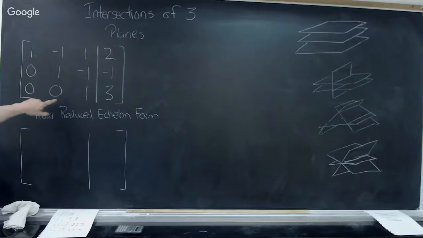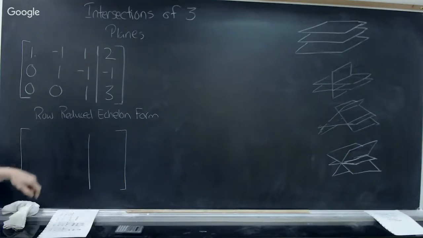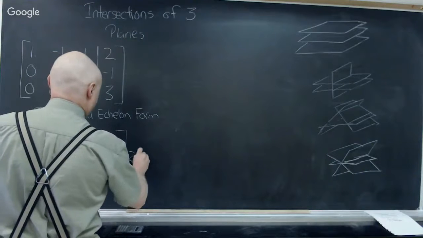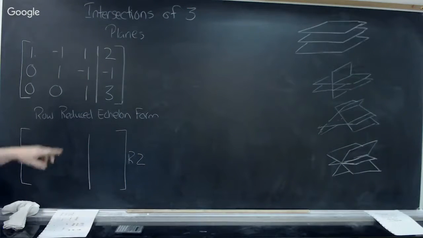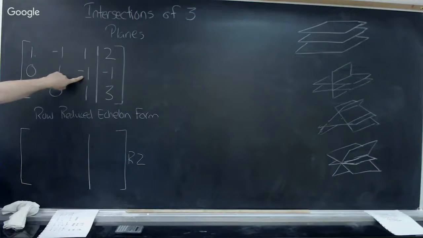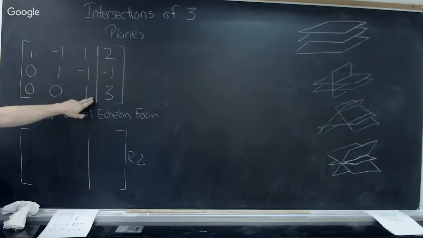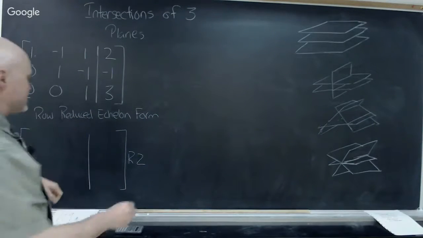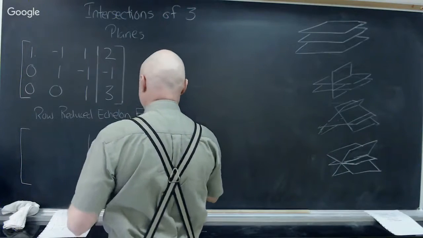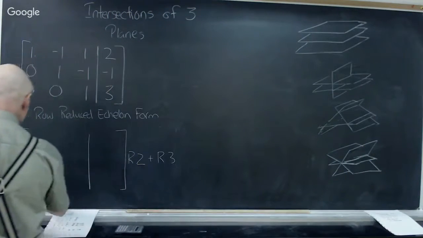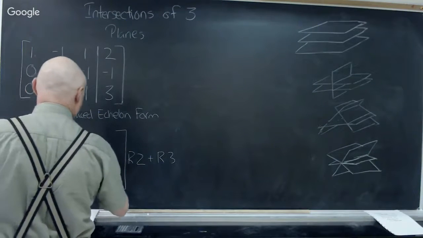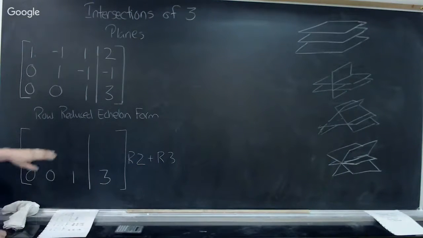Let's start out in row 2, just so that you can see where we're going. I want to get rid of the -1 here where the z is, and I'm going to do that by taking row 2 and adding row 3 to it. Because everything is 1, I don't have to do any fancy multiplication. Row 3 is fine as it is. It's beautiful. We like it as it is.